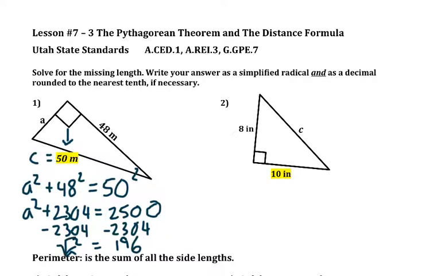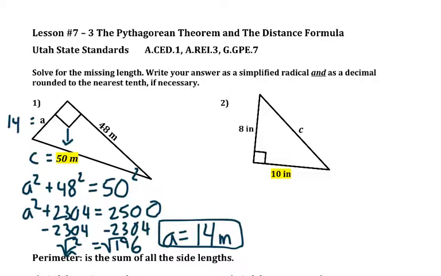Now take the square root, and we find that a is equal to 14. And since it comes out nice, there's no reason to find a decimal approximation. This is our simplified radical, so a is 14 meters. And I'm going to write this over here for a, 14.